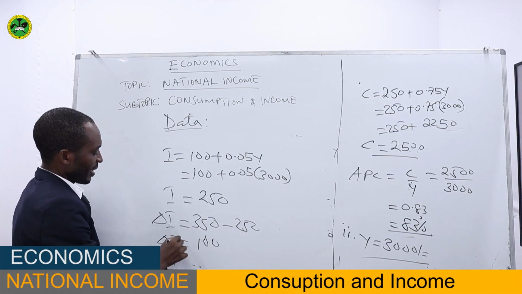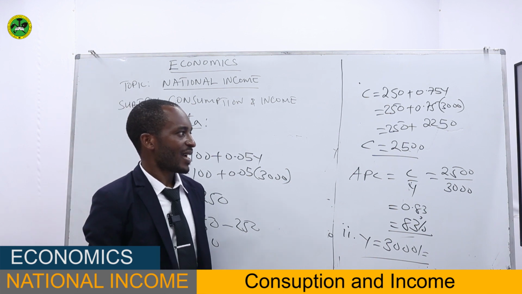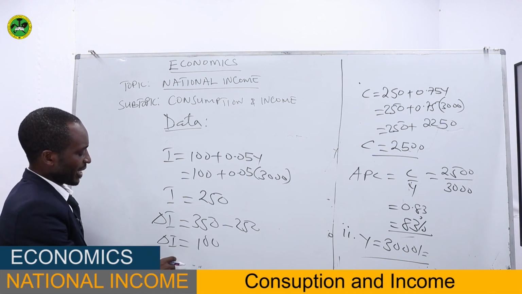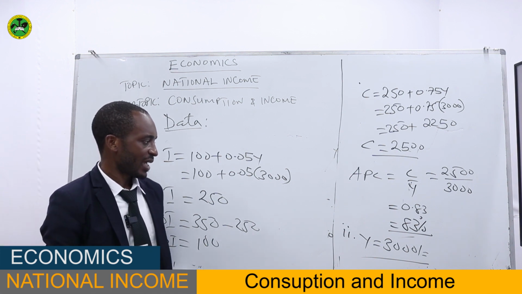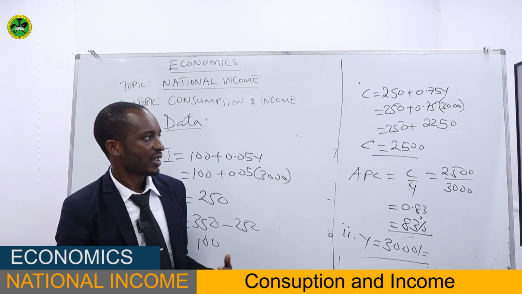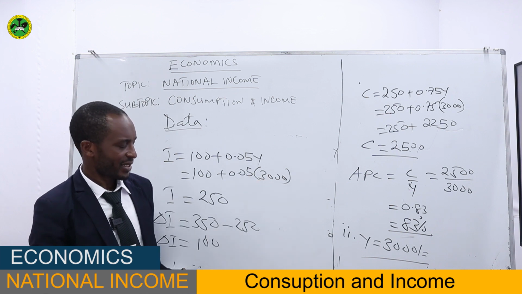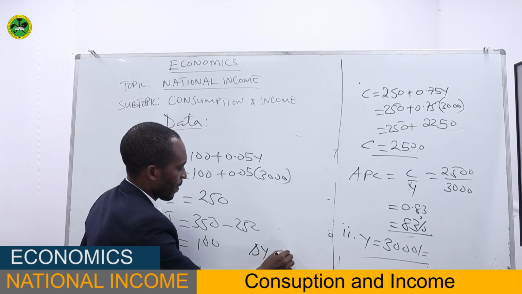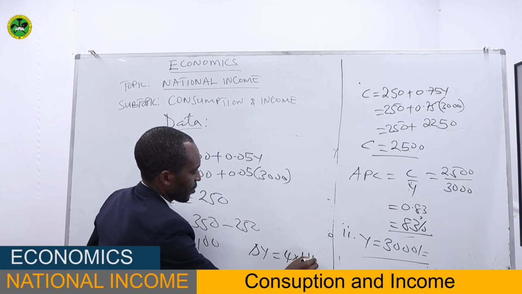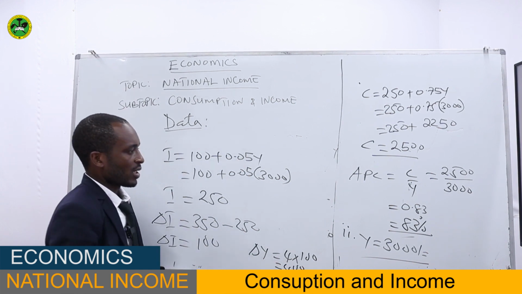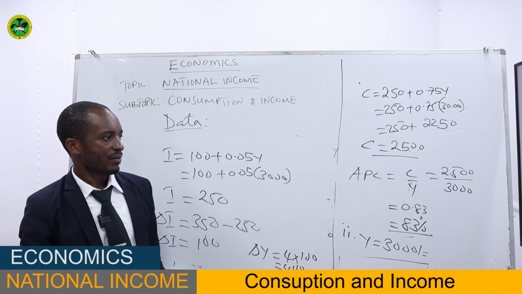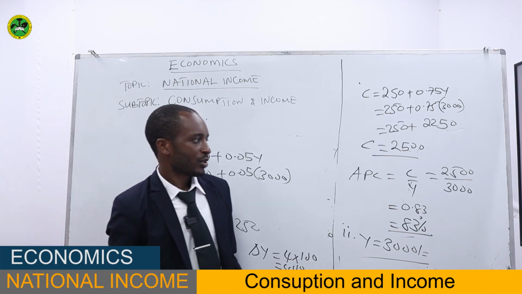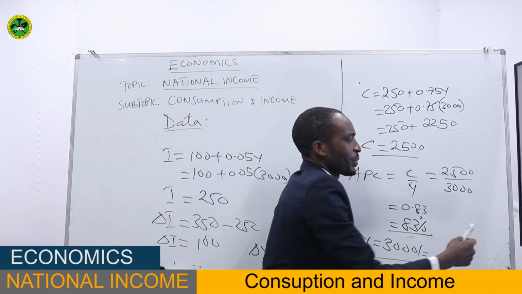Since our investment multiplier is 4, the income will change 4 times. It means you multiply 4 times the change in investment. For this case, the change in income will be 4 times 100, which is 400. So the change in national income will be this one. Roman 4 you will use as homework.